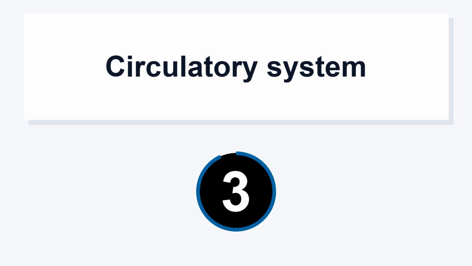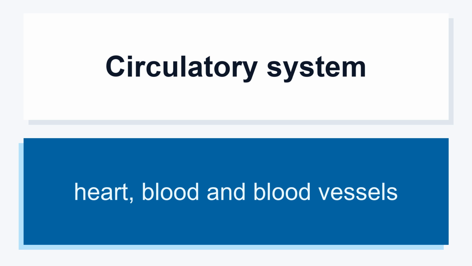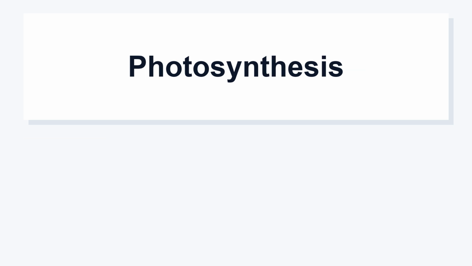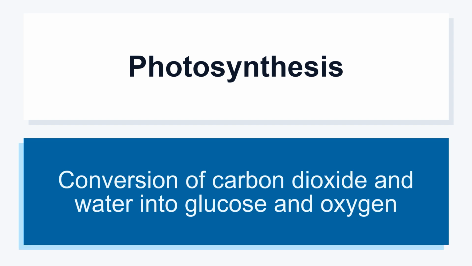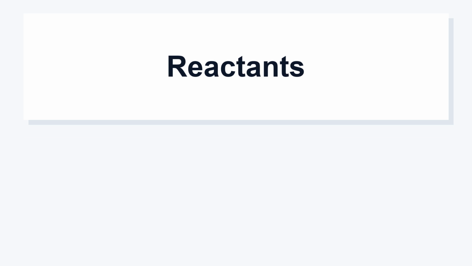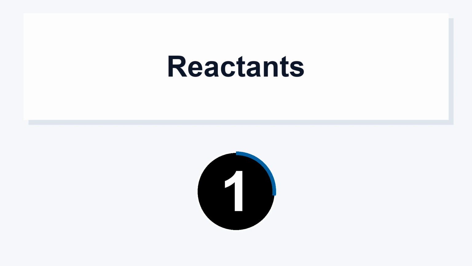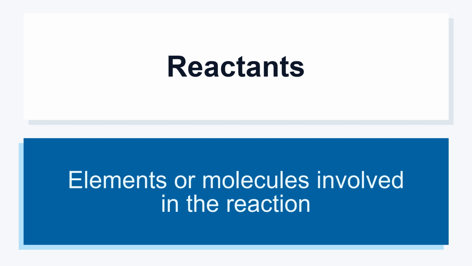Circulatory system: heart, blood and blood vessels. Photosynthesis: conversion of carbon dioxide and water into glucose and oxygen. Reactants: elements or molecules involved in the reaction.